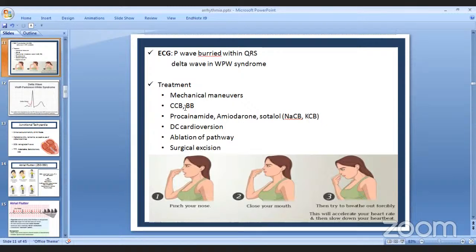अर्को त क्याल्सियम च्यानल ब्लकर, बेटा ब्लकर्सहरू पनि भयो. यो चाहिँ फेरि वुल्फ पार्किन्सन व्हाइट सिन्ड्रोममा त दिन मिल्दैन है. अगेन आई विल टक अबाउट इट इन अ वाइल, किन दिन मिल्दैन भनेर.